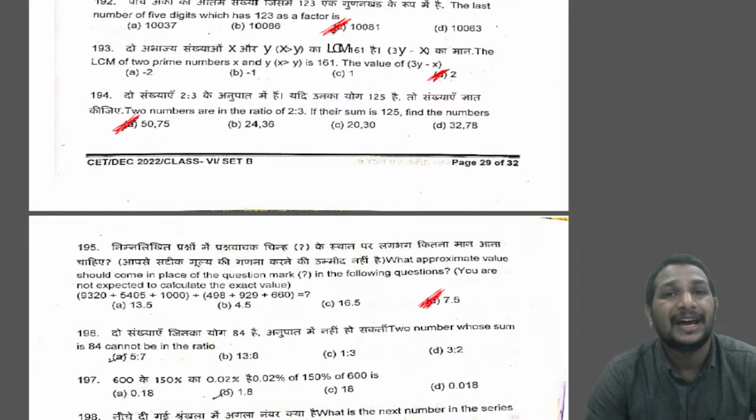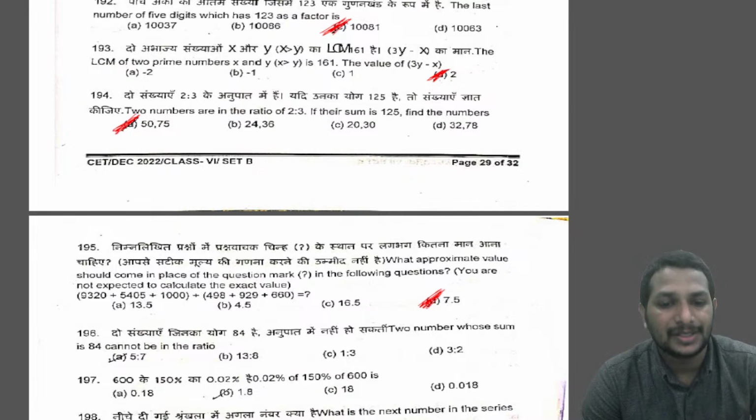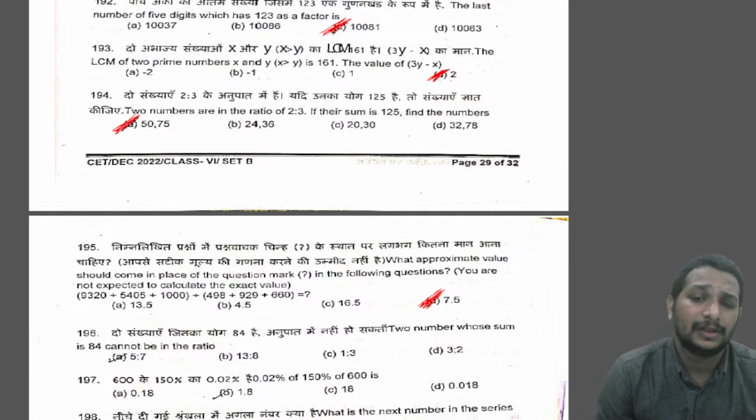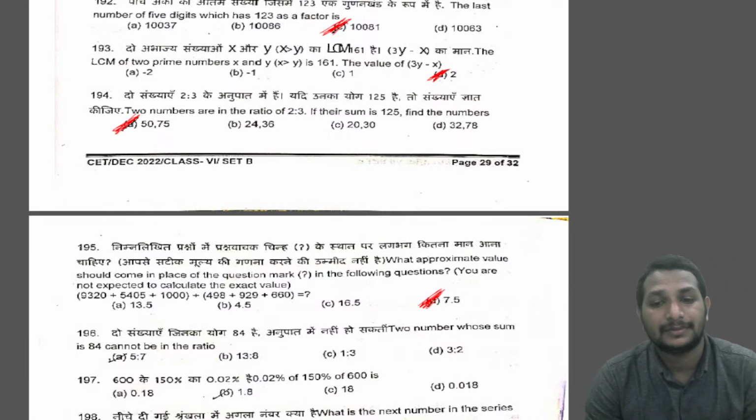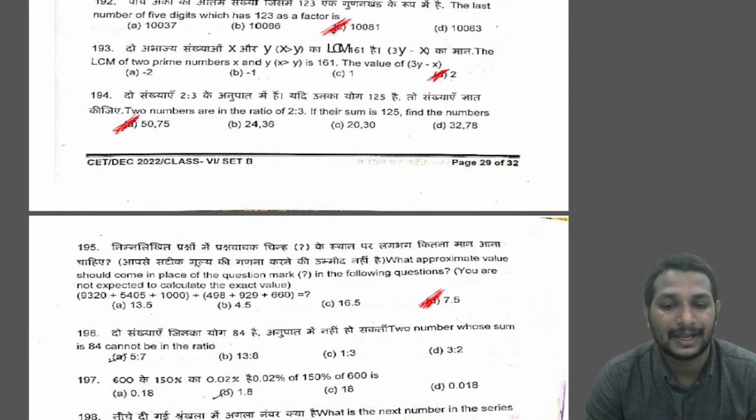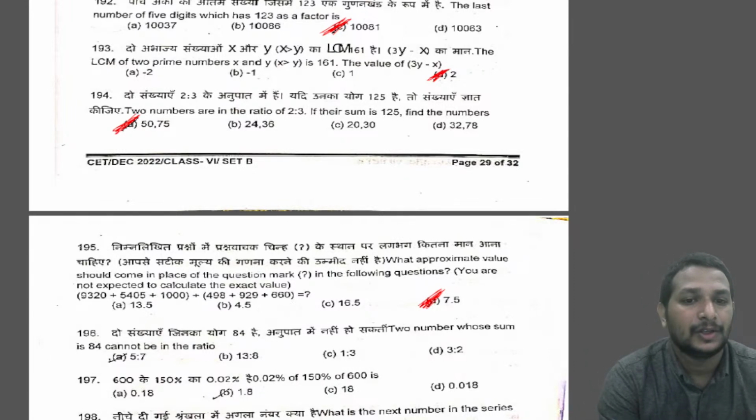Next. Question number 196. Numbers whose sum is 84 cannot be in the ratio. They're asking for the ratio which cannot be, not the possible one. As the numbers are given, the sum is given clearly.